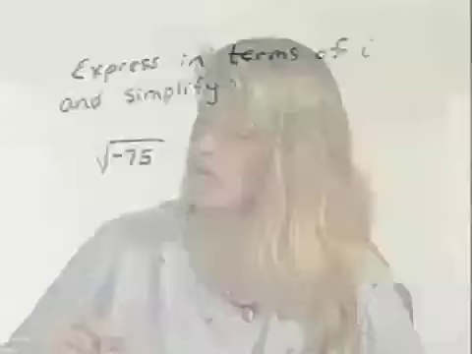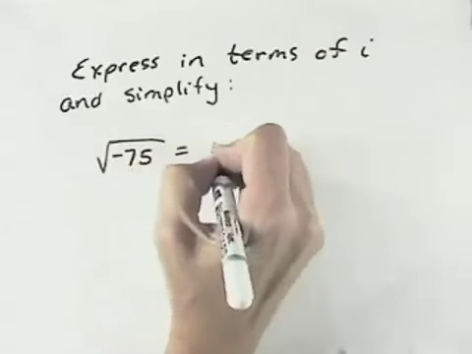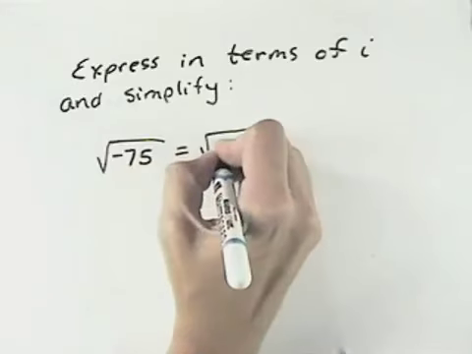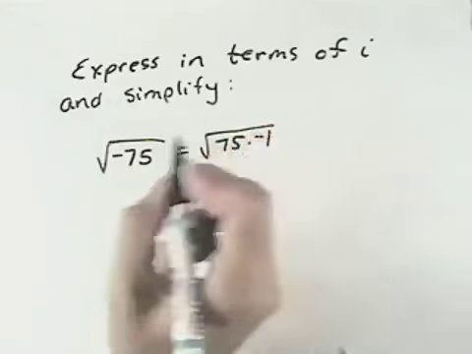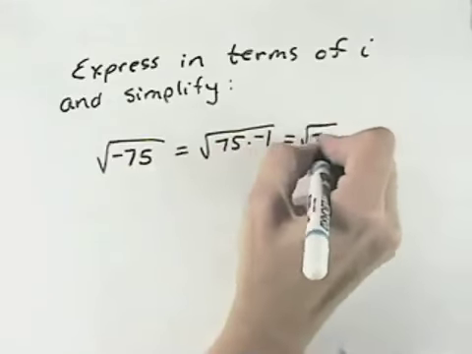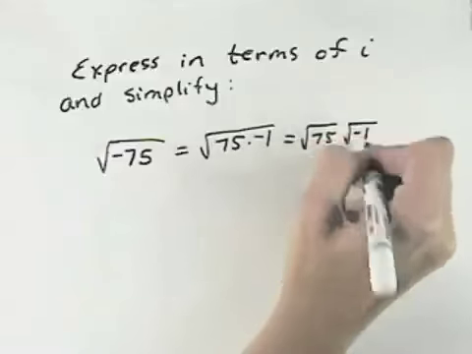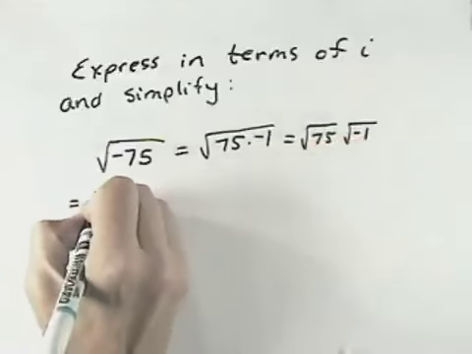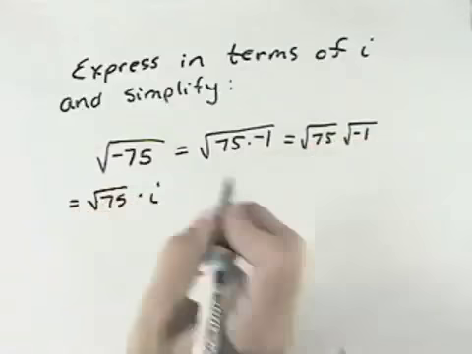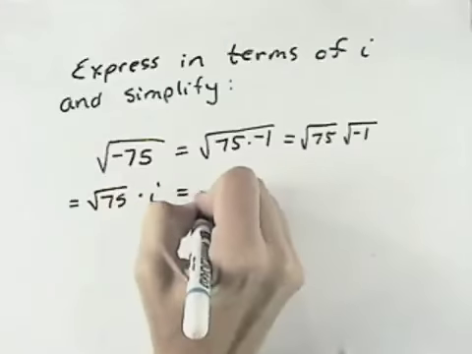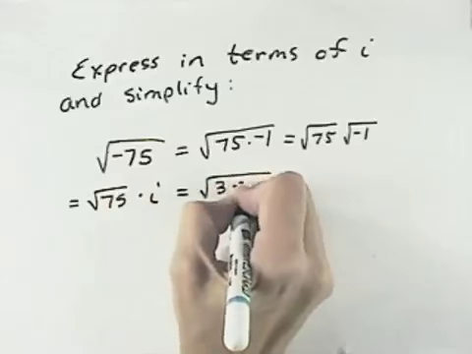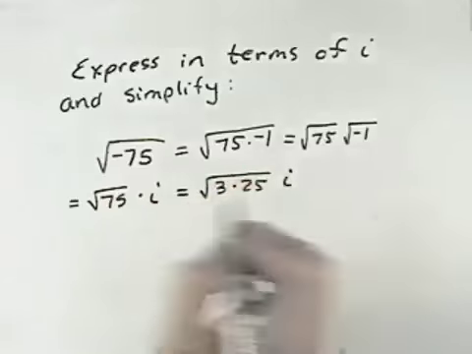So in this case, we have the square root of negative 75. We can begin by writing that as the square root of 75 times negative 1. And that's the square root of 75 times the square root of negative 1. So we have the square root of 75 times i. And then 75 can be broken down. That's 3 times 25, and we still have our i.